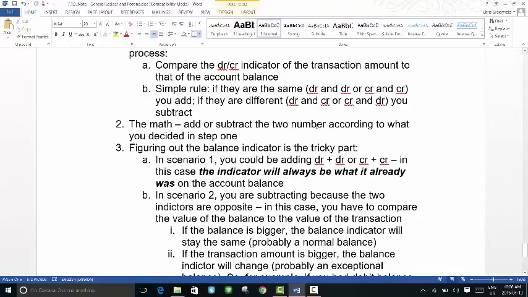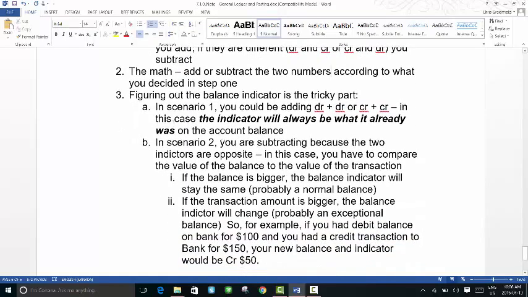Then you do the actual math. You add or subtract the 2 numbers according to what you decided in step 1. So if you have 2 debits, you're going to add them. 2 credits, you're going to add them. Or if they're opposite, you're going to subtract them. Now, in scenario 1, if you're adding, the indicator will always be what it was on the account balance to begin with. So if you have a debit and you're adding more debit, the new balance indicator is still going to be a debit. Same with credit.